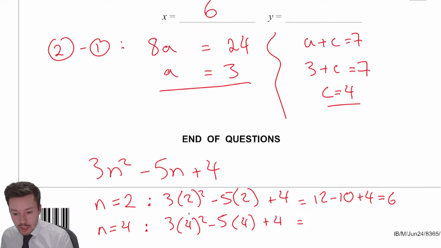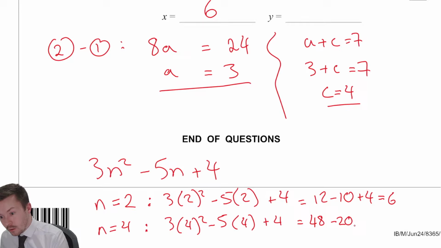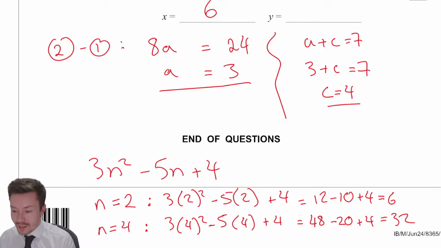Anyway, 4 squared is 16 times 3 is 48 minus 20 plus 4. So we're going to get there. 48 take away 20 is 28 plus 4 is 32. So let's check this. So we've got 6 and 32.